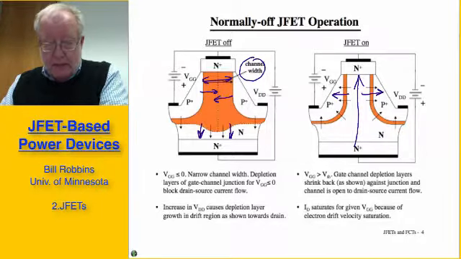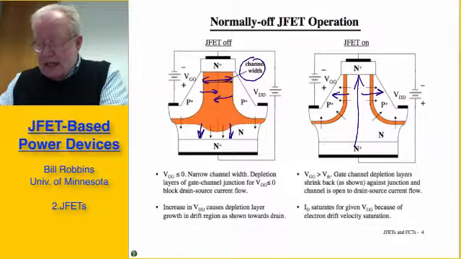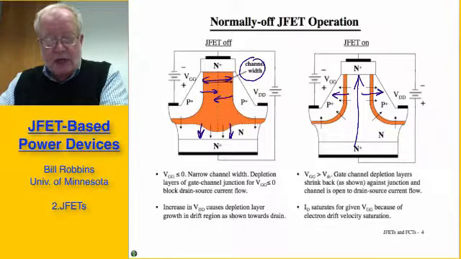One has to be careful about how large the voltage between the gate and source is, because if you exceed, in a silicon device, on the order of about 0.7 or 0.8 volts, you're going to strongly forward bias that gate source PN junction, and you will have significant gate currents flowing.